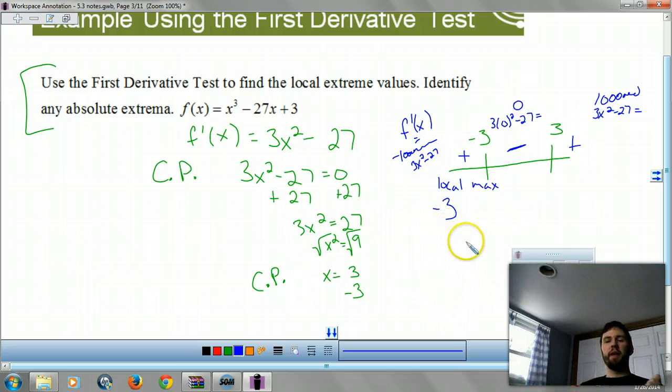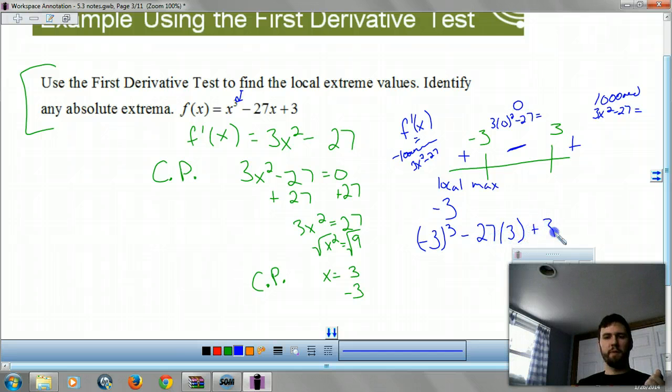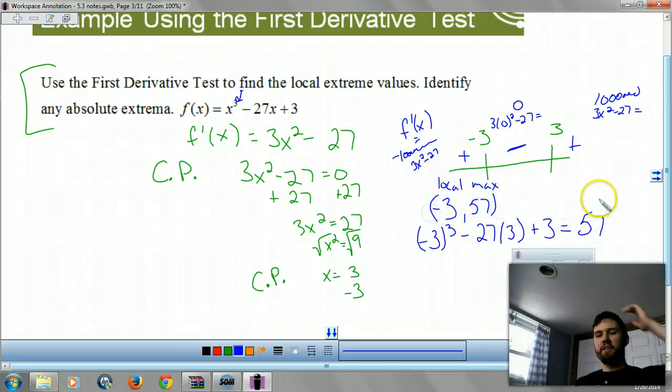Now we want to know what that local max is. So we take our negative 3 and plug it into our original equation. When you plug that in, you get 57. So 57 is the max and it occurs at negative 3. So again, 57 is the local max, and it occurs at negative 3.